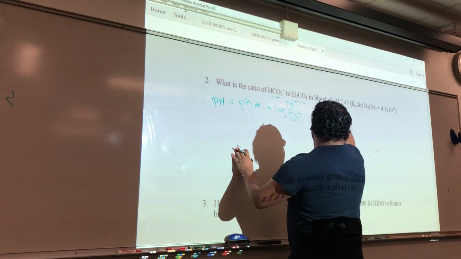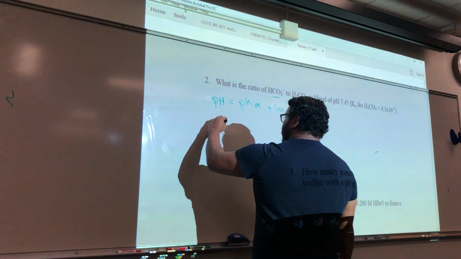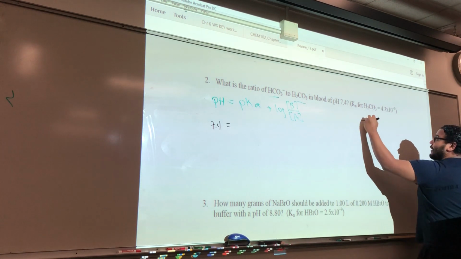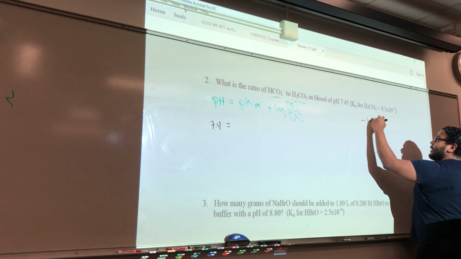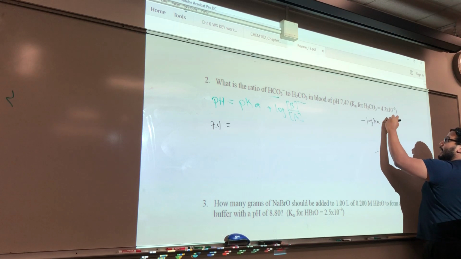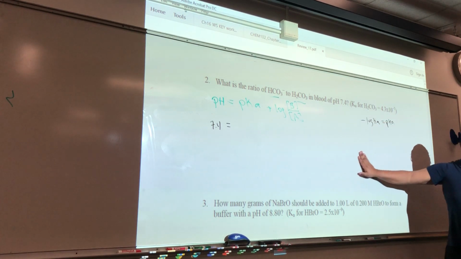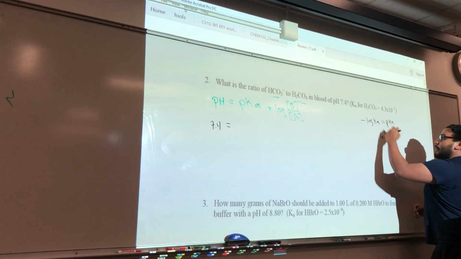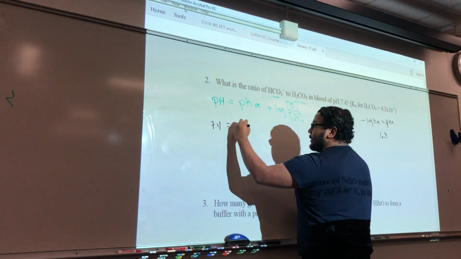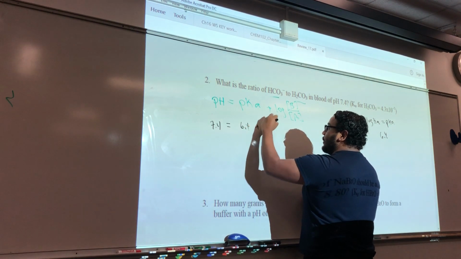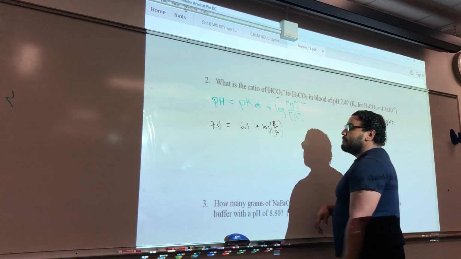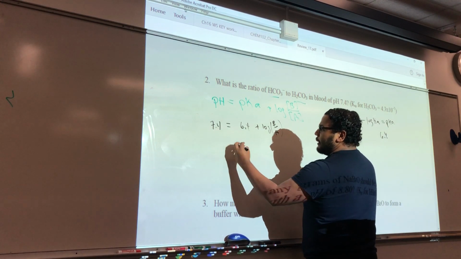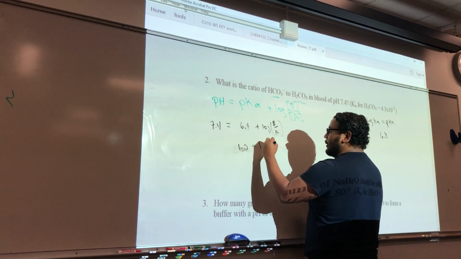So our pH is 7.4, right? Subtract the pKa. Our pKa, we don't know that yet, but the negative log of the Ka will give us the pKa. So what is that? Somebody do that for me. 6.4. So that's gonna go into this spot right here. So that's 6.4 plus the log of B over A. So we can subtract that over, we get 1.0, is that right? Yeah. 1.0 is equal to the log of B over A.